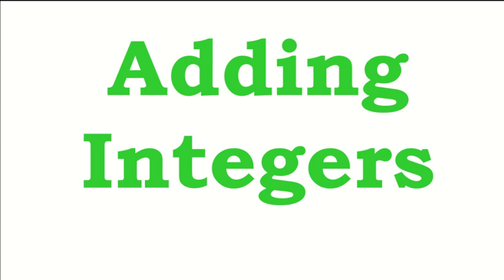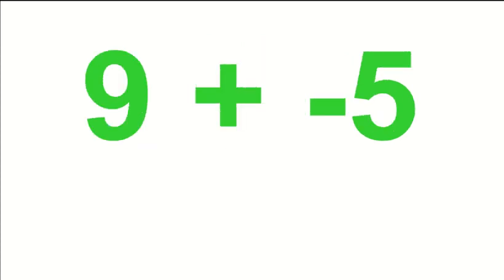So remember, or who can tell me, what's an integer? Whole numbers, their opposites, and 0. Integers are whole numbers, their opposites, and 0. So basically what that means when we're adding integers, we're going to add positive and negative whole numbers, okay? Stuff that looks like this. 9 plus negative 5.